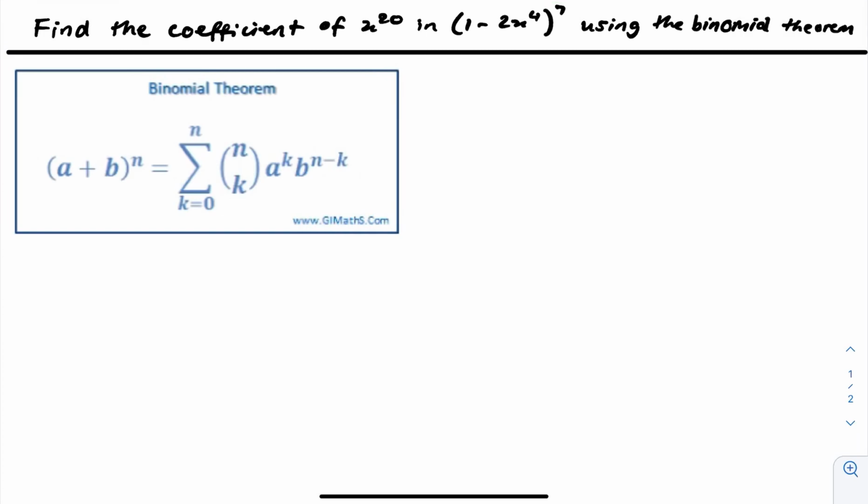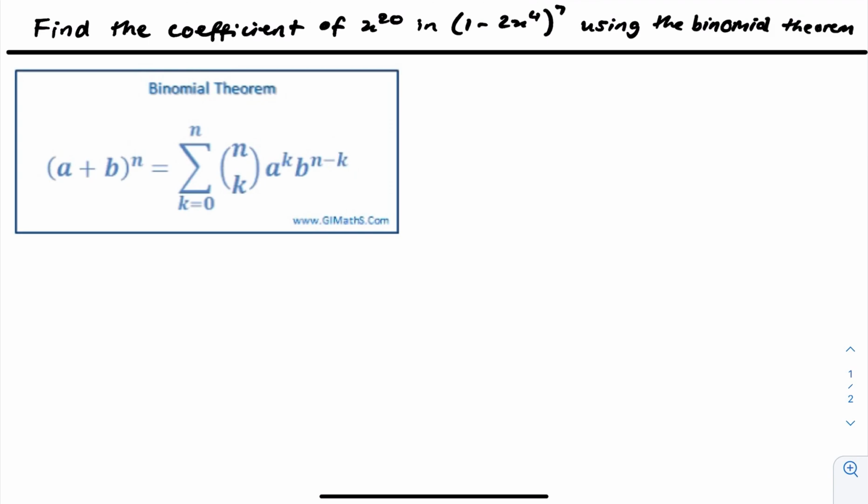Okay, so we're asked to find the coefficient of x to the power of 20 in (1 minus 2x to the power of 4) to the power of 7 using the binomial theorem. So I've just put the equation for the expansion of the binomial, the general formula of it, on the left of the screen.